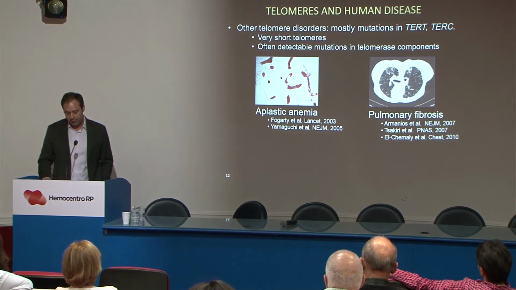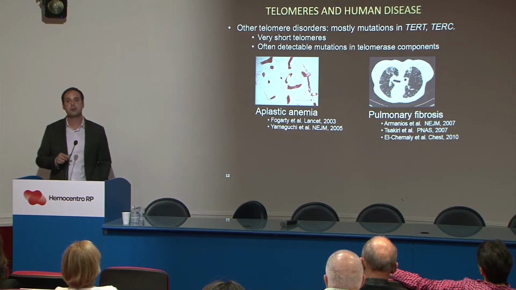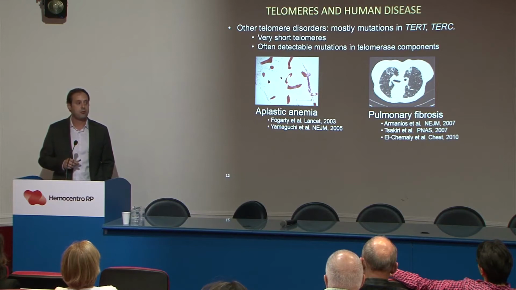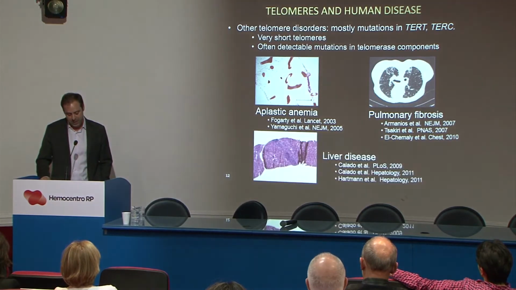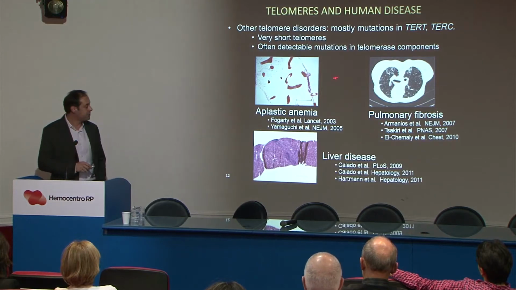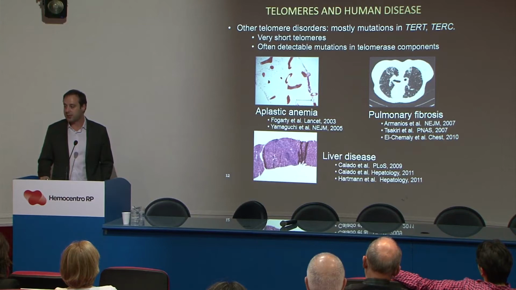that are pulmonary fibrosis, and in fact, mutations in these two genes here are the most common genetic susceptibility genes for idiopathic pulmonary fibrosis or familial pulmonary fibrosis, although this is present in only 15 to 20% of cases. And liver cirrhosis also is a clinical manifestation of patients with telomere diseases.